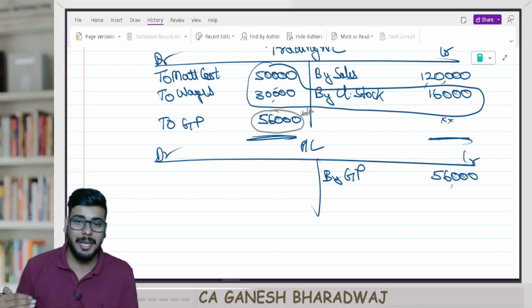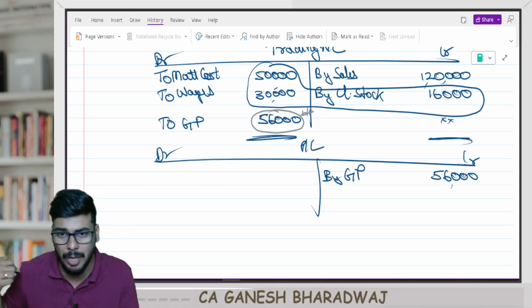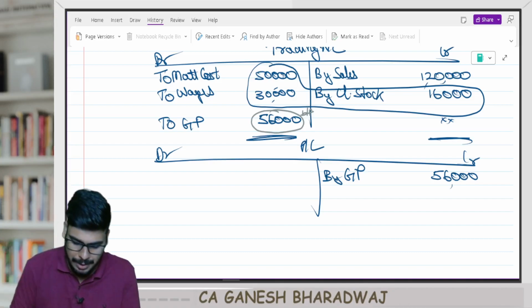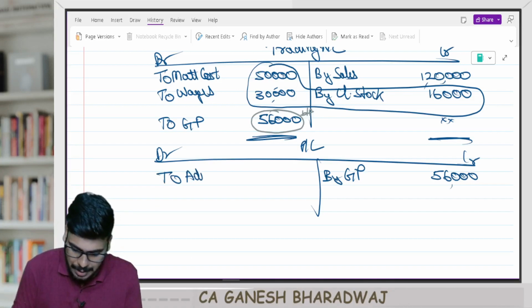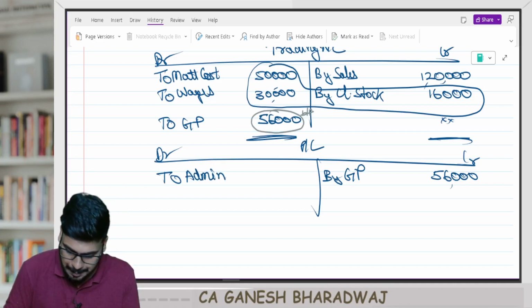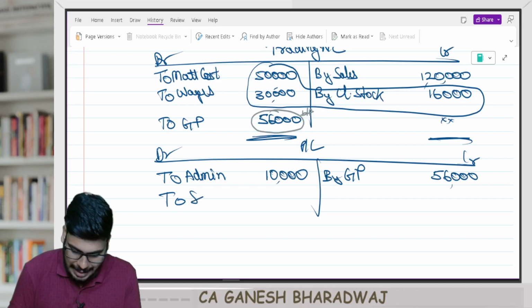Only my admin and selling expenses are P&L account items, the non-manufacturing expenses. Write down. Two admin expenses, how much is it? 10,000 rupees. Then two selling expenses. How much is it?